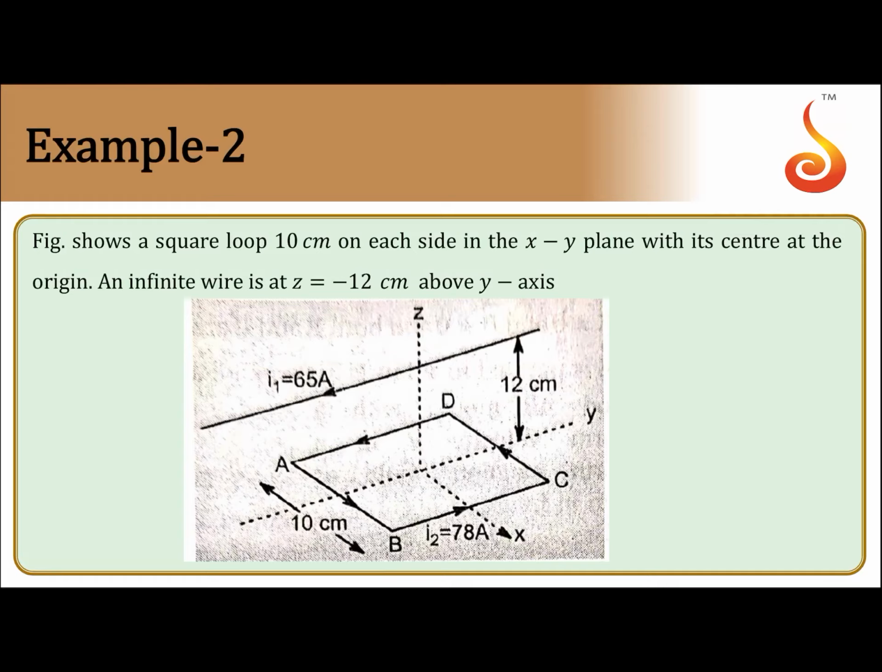Now come to question number 2. The question is: figure shows a square loop of 10 centimeter on each side in the xy plane, and its center is at the origin. An infinite wire is at z equal to 12 centimeter above the y axis. So it's a 3-dimensional view. The loop is carrying a current of 78 ampere and the wire is carrying a current of 65 ampere.